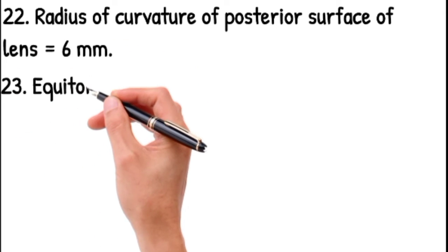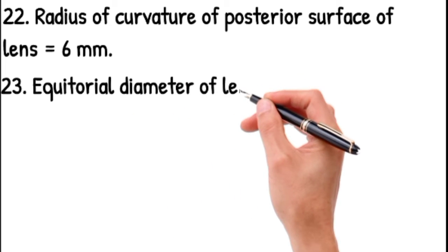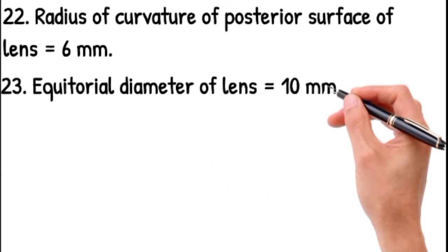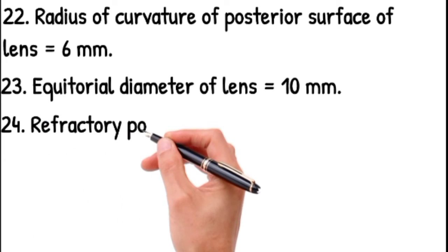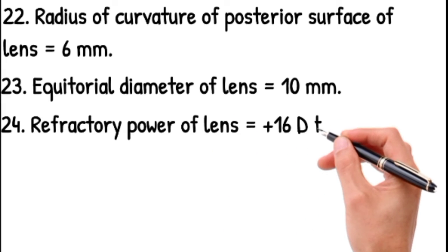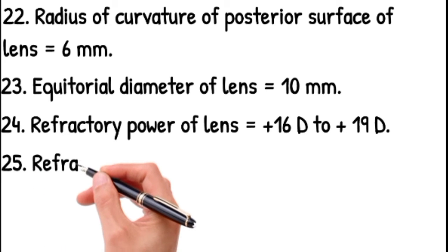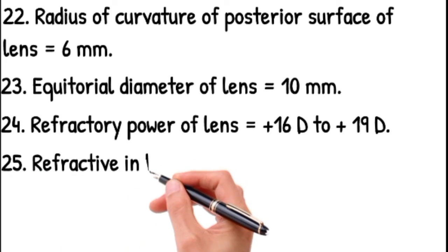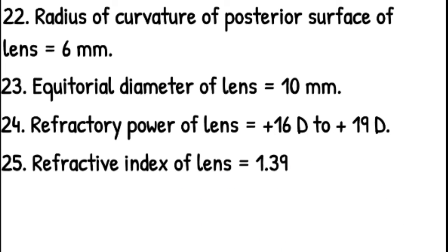23. Equatorial diameter of lens is equal to 10 millimeters. 24. Refractive power of lens is equal to plus 16 to plus 19 diopter. 25. Refractive index of lens is equal to 1.39.